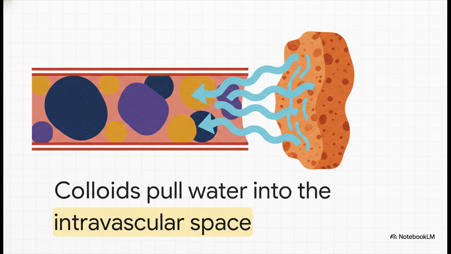Because they're made up of very large molecules, these heavy lifters never actually cross the capillary wall. Instead, they stay trapped right there within the intravascular space, acting kind of like a massive sponge. They generate this really strong pulling force called oncotic pressure, which vigorously pulls water in from the surrounding interstitial space.